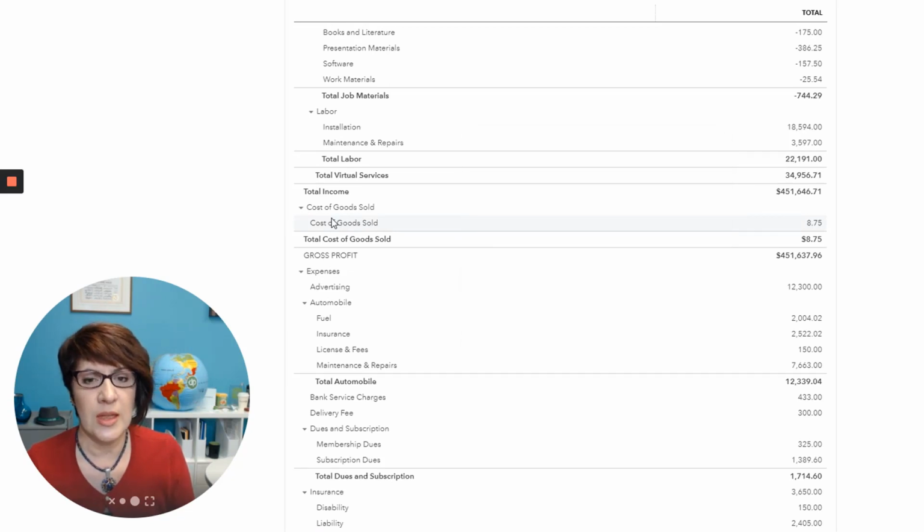And I may do that in a couple of ways. I may add the accounts under cost of goods and then recategorize those expenses to cost of goods sold, or I may determine that I will just change the account type from expenses to cost of goods. Okay, so that concludes my review of the cost of goods sold account and the profit and loss report.